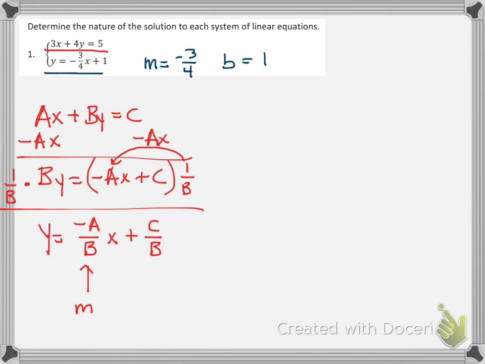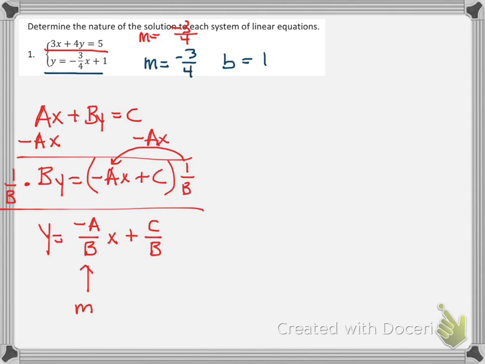And if we go up here to this equation, the slope would be equal to, our a value is a 3, so that's a negative 3, over our b value, which is a 4. And now I can see that the slopes are the same. So that means one of two things. Either these are parallel lines and they're never going to cross, which would mean no solution, or they're exactly the same line and they cross everywhere, so that would be infinitely many solutions. So just knowing the slope tells me that that's one of two possibilities.